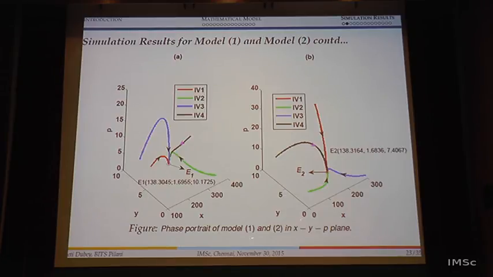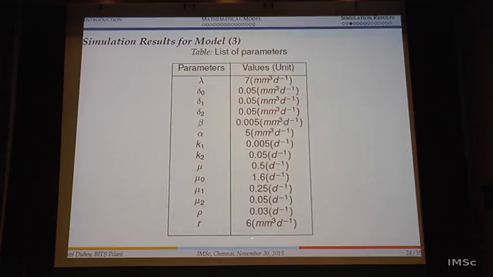And here also, for the second model, we are observing similar behavior, but we can see that the number of pathogens is less than in this model, because we have not considered absorption in this model, and we have considered absorption in this model. So here the number of pathogens is 10.1725, and here the number of pathogens is 7.4067. So this is quite less in comparison to the first model.